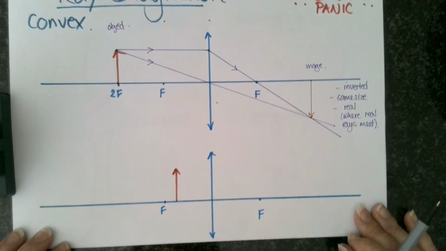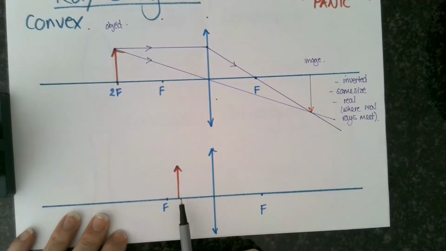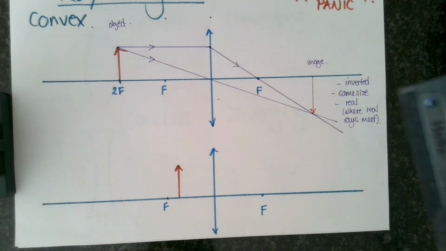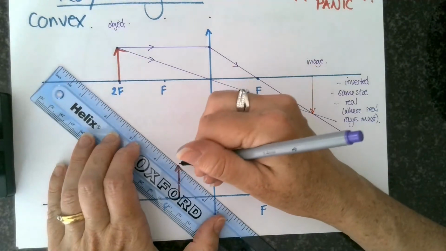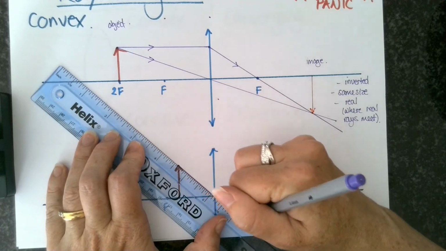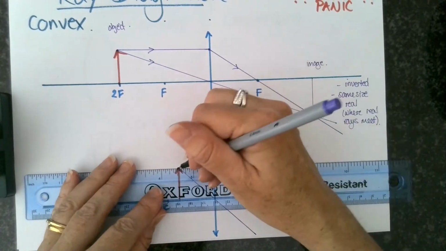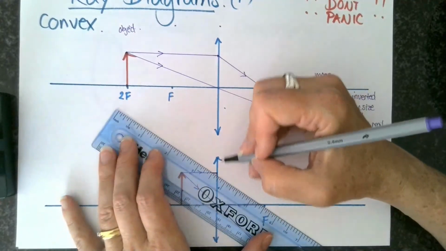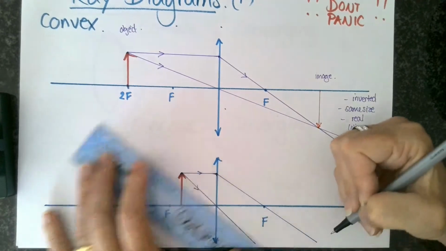So here we've got a different situation where, and we're still not panicking, remember, where we've got our object closer to the lens than the focal length. And something a bit different happens in this case. But we're not panicking. We are drawing our first ray straight through the centre of the lens. And it continues on. And we're drawing our second ray parallel to the principal axis. Let's put our arrows there. And we're focusing it through the focal point.